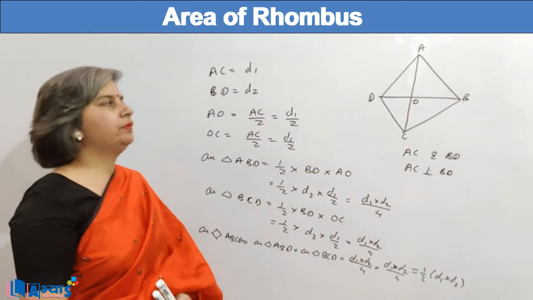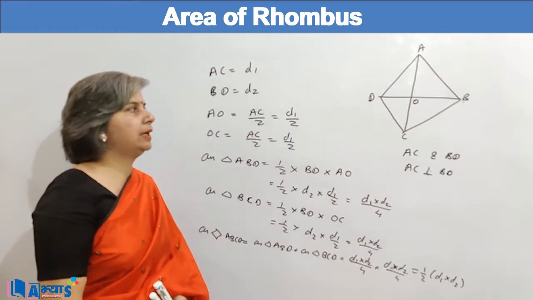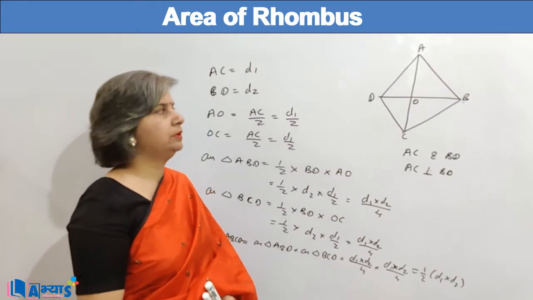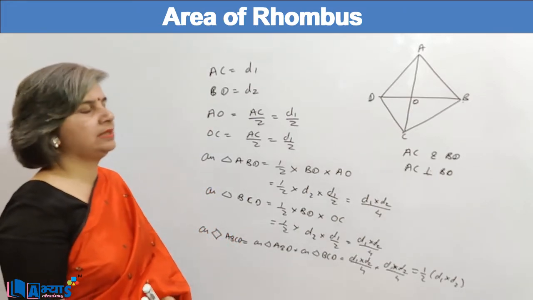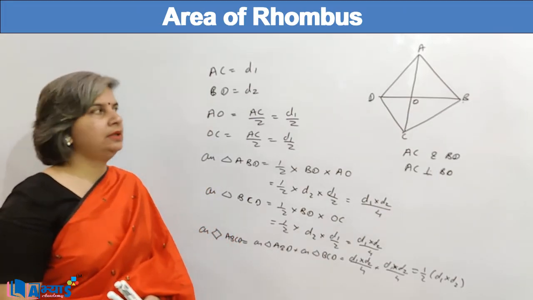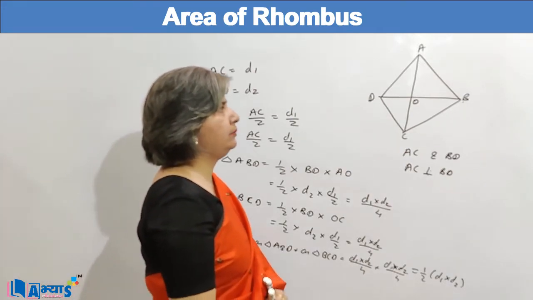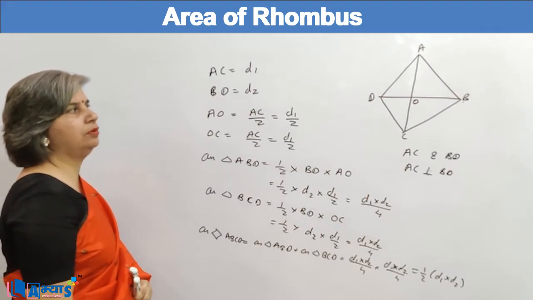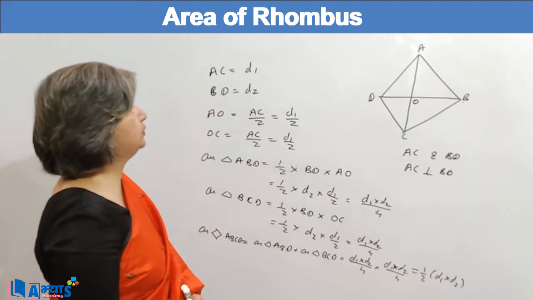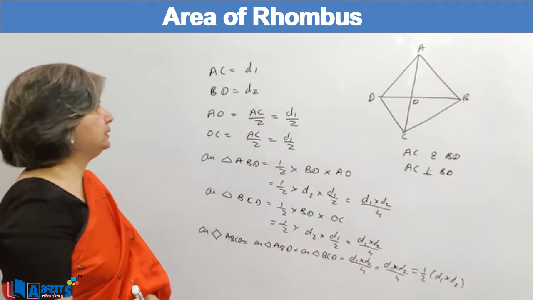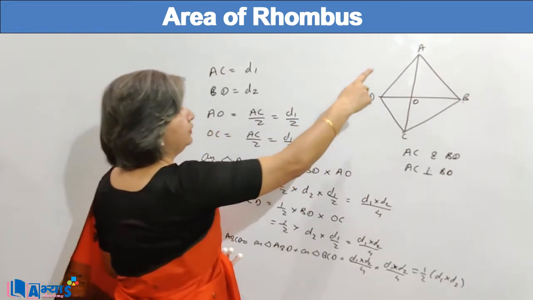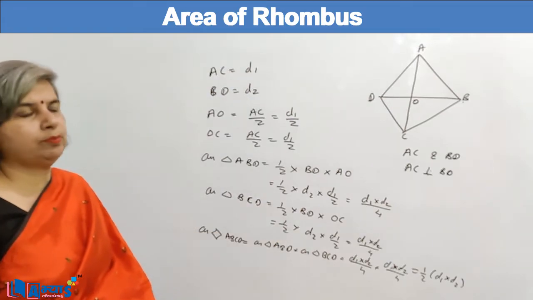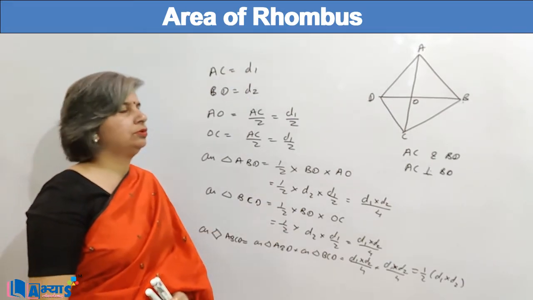To sum up, we first discussed that rhombus is a quadrilateral in which all the sides are equal, and there is a special property of the rhombus that the diagonals of a rhombus bisect each other at 90 degree, and that means AC and BD are perpendicular to each other. They perpendicularly bisect each other, and O is the point of intersection. So we can say that AO is half of AC, and if AC is D1, so AO is D1 upon 2. Similarly, OC is also D1 upon 2.